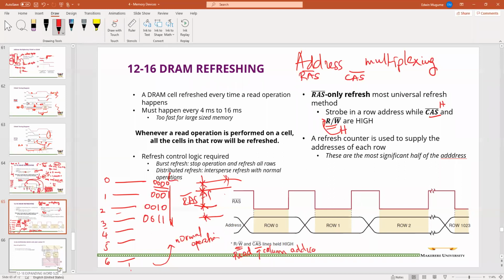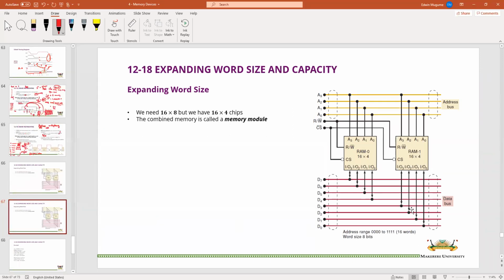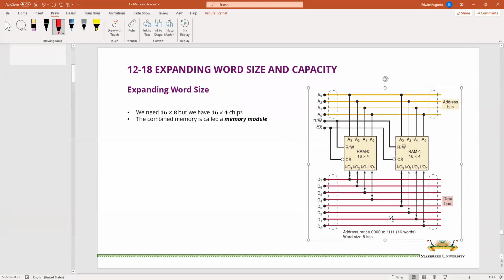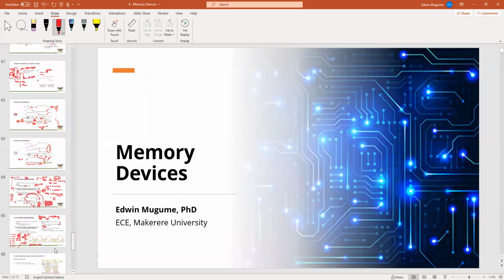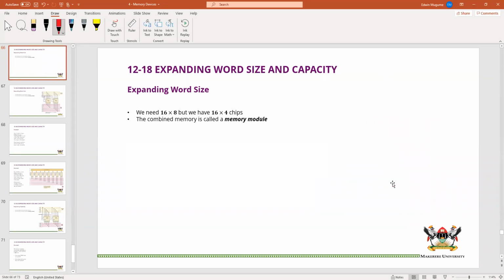I want us to go to something else. Last week or maybe this week, we talked about how you can expand memory. Sometimes you have a small memory and you want to create a larger memory. Maybe you have a number of small chips within your lab and you want to create a larger chip, okay? How do you do it? We can combine this the same way we've combined decoders, the same way we've combined counters, the same way we have combined registers, all manner of devices.